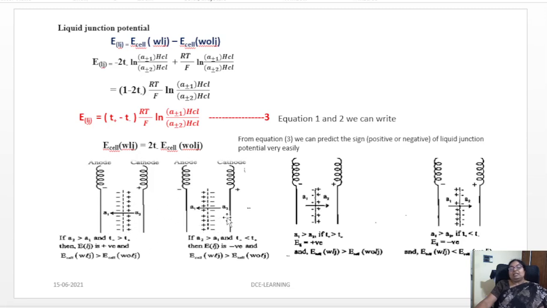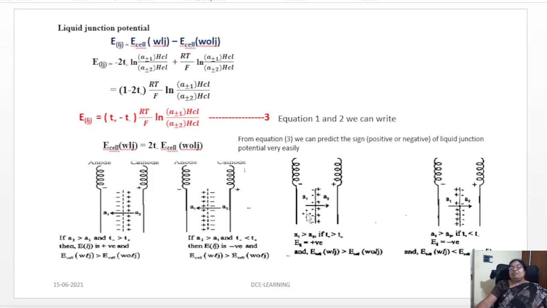Here, look at that, A2 is greater than A1. It will be the driving force if t minus is less than t plus. Even though A2 is greater than A1, with t minus less than t plus, if that kind of ions is there, then the liquid junction potential will be negative, and it is in the reversible manner. Therefore, the liquid junction potential is negative.